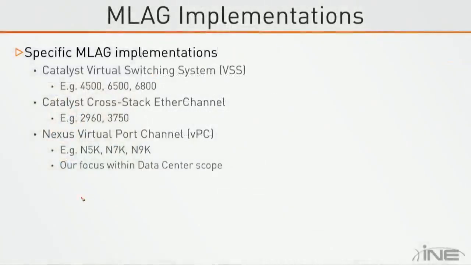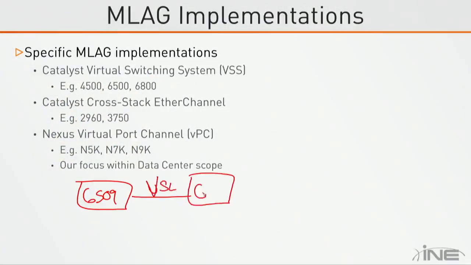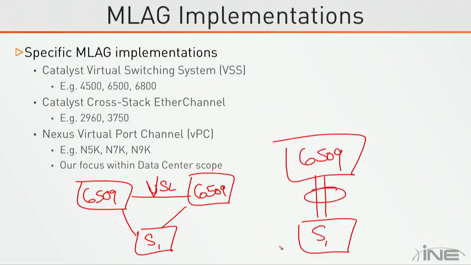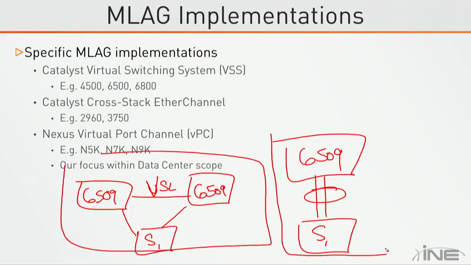So in the case of the VSS, we would have our two 6509s that are connected together via the virtual switch link. Then these go downstream to whatever our end host is. Okay, so server 1. Then from server 1's point of view, it thinks that it has two ports that are physically connected to one switch upstream, and then we're configuring this as a port channel. So it's that physical triangle topology that we're changing into a logical point-to-point link.